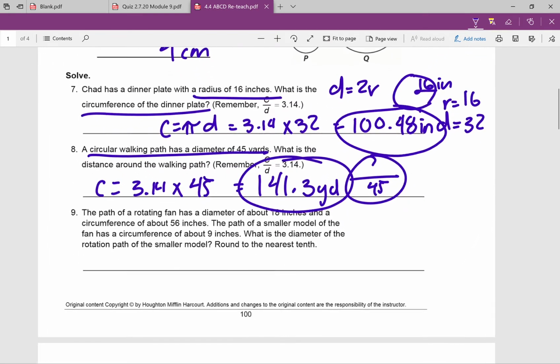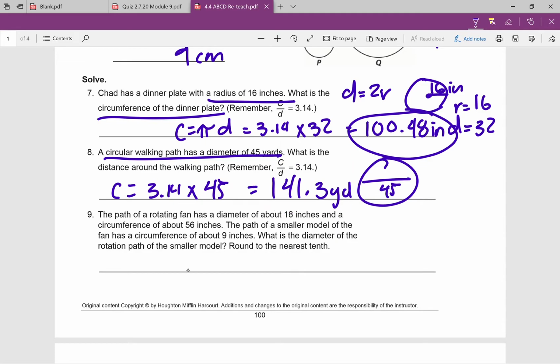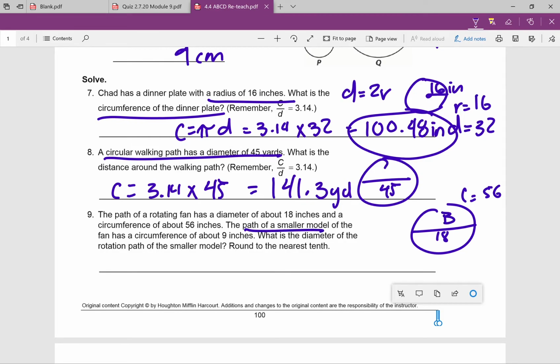The last one, the pad of a rotating fan has a diameter of 18 inches. So I have a fan with a diameter of 18 inches, and the circumference, 56. So this is the big one. I have a smaller one that has a circumference of 9. So this is one that we have to do proportions. So I have small over big, and I have circumference and diameter. The circumference of the small one is 9, and the big one is 56. The diameter of the small one is S, that's what we're looking for. And the diameter of the big one is 18.